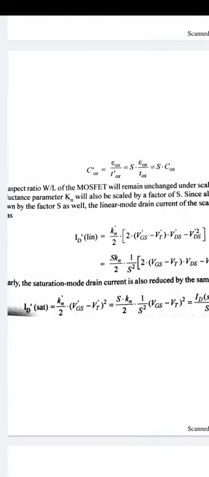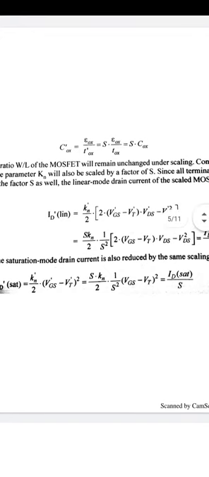The width and length ratio, that is also called the aspect ratio, will remain unchanged under the scaling in the MOSFET case. So consequently, the transconductance parameter Kn dash will also be scaled by a factor of S. Since all the terminal voltages are scaled down by a factor of S, the linear mode drain current equation of the scaled device can be found as ID dash in linear mode equal to Kn dash by 2 times twice Vgs minus Vt into Vds minus Vds dash. When we put all the values, then I will get ID linear divided by S. So the drain current in linear mode is scaled down by a factor of S.